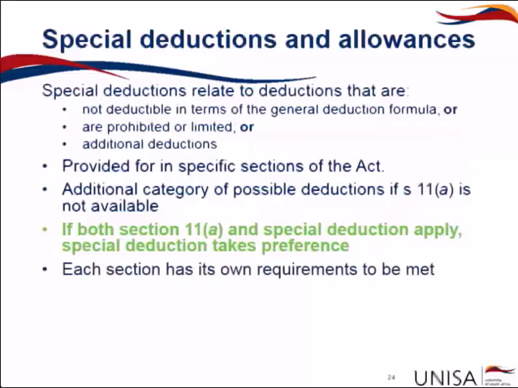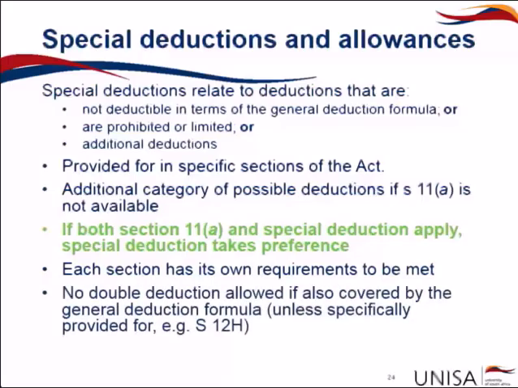Each of these special deductions have their own requirements which must be met, and we are not allowed to double deduct, except in this instance of, let's say, Section 12H, where we get a deduction for the employee's employment costs, and then we get a special deduction in terms of Section 11H, learnership agreements.